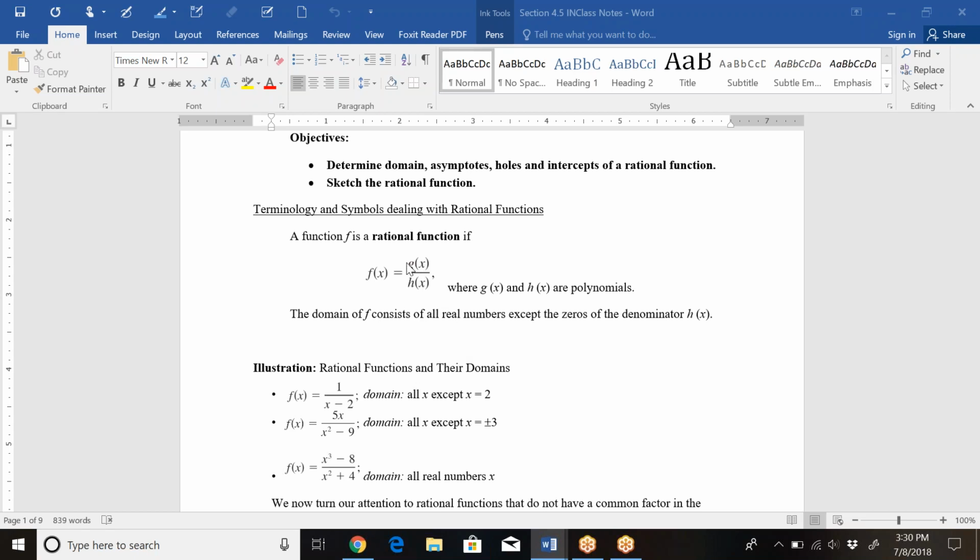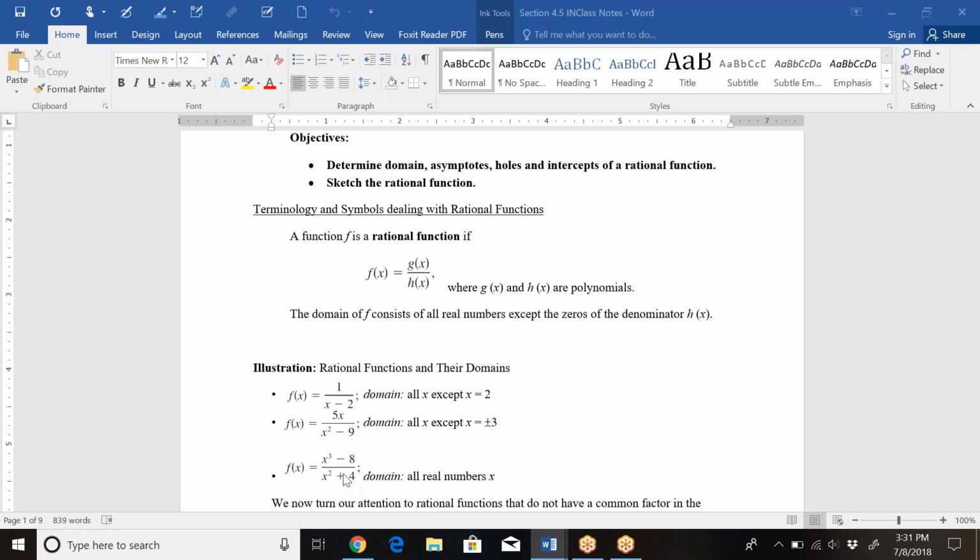Okay, so when we have our function factored, we can determine the domain by focusing on the denominator. Notice here, 1 over x minus 2, we know that we can't plug in positive 2 for our domain. And here we could factor that into x plus 3 and x minus 3 in the denominator. For that second one, we know we can't plug in plus or minus 3.